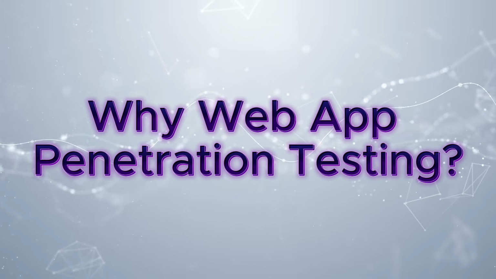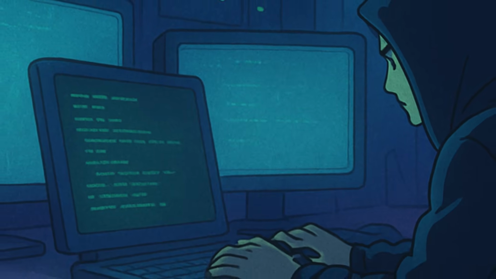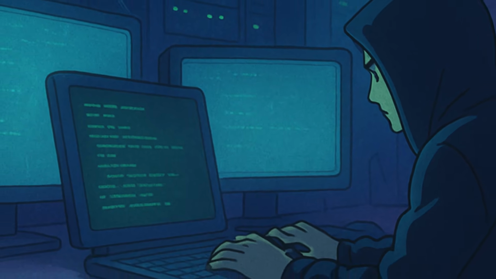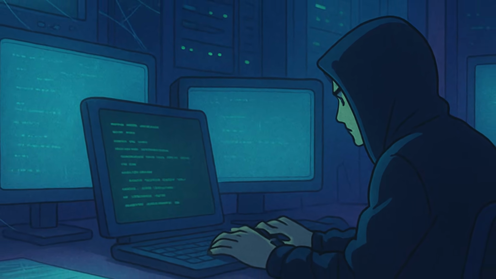Why web application penetration testing? When I was breaking into penetration testing, the advice was simple: get your OSCP. And while the OSCP is a fantastic certification and it absolutely opens up doors for you, it barely scratches the surface on web application penetration testing. What people outside the field don't realize is that there is actually significantly more work available in web application penetration testing than in network penetration testing.